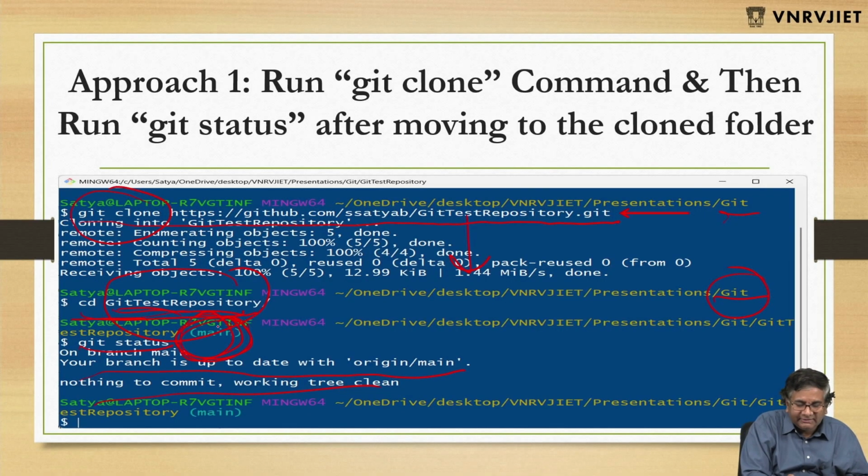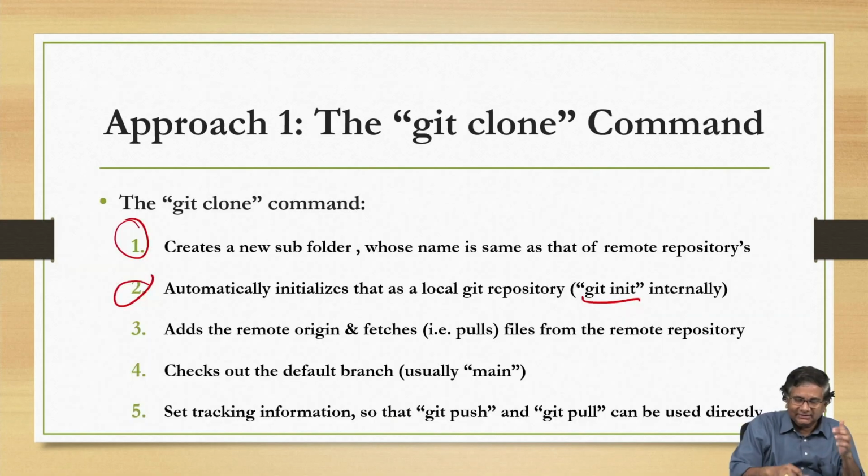When you go to C drive, you see main. That means it automatically created the git test repository as a folder. Then it will run git init internally. So because of that, that becomes a git repository.